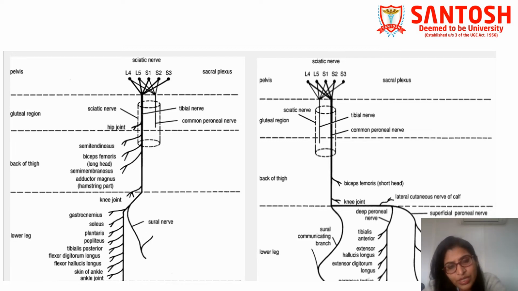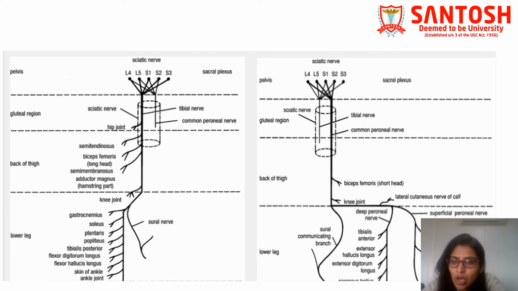In this part of the diagram, you can see the tibial nerve giving one twig to the hip joint, and in the back of the thigh supplying the semitendinosus, biceps femoris, semimembranosus and adductor magnus, the hamstring part. When it goes into the lower limb, which will be dealt with separately in the lecture, the muscles supplied by the tibial nerve are the gastrocnemius, soleus, plantaris, popliteus, and the other muscles of the lower leg.